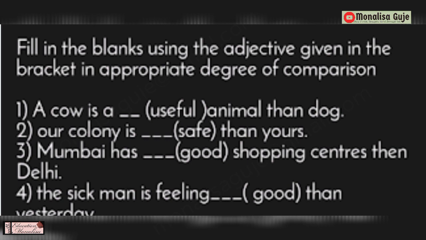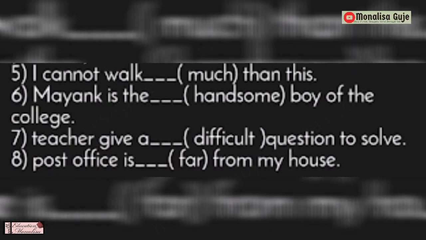So, here are the questions. I hope you can try finding out the answers. I cannot walk much than this. Mayank is the dash boy of the college. Teacher gave a dash question to solve. Post office is dash from my house. One thing I'd like to say, there are some small alphabets in the beginning of the sentence. Please do not do that. You have to write the first alphabet as capital. That is the mistake, printing mistake, okay?